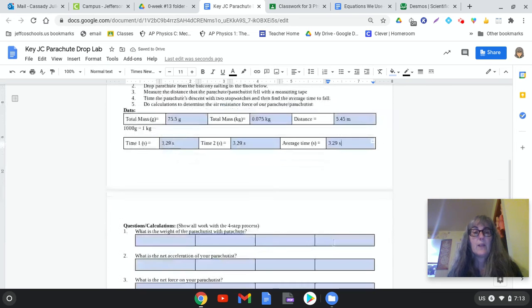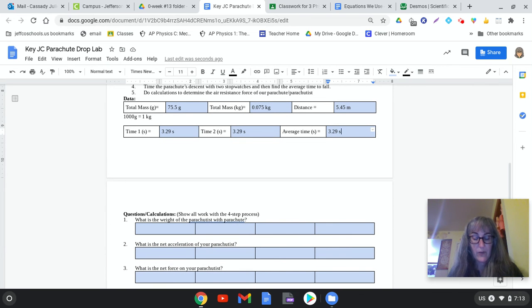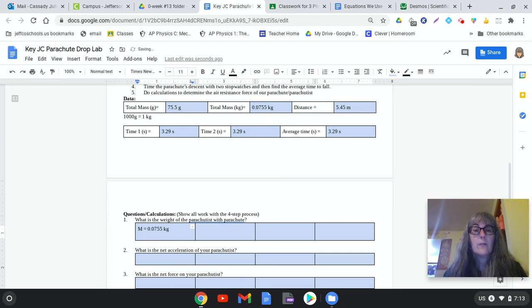Cool. So now we're going to do our calculations, or I'll at least get it set up for you for how to do the calculations. We want to know the weight of our parachutist with the parachute. We know Einstein's mass with the parachute is equal to 0.0755, and I left off a 5 up here, so I'm going to put that back. That was kilograms. We also know the acceleration due to gravity is equal to 9.8 meters per second squared on Earth.